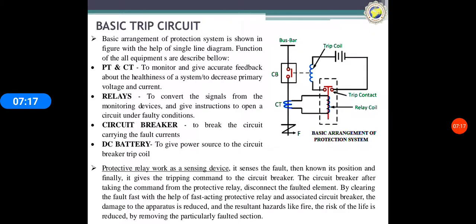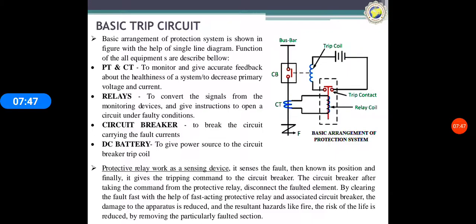The damage to the parts is reduced. It means that in this circuit, the trip coil and the circuit breaker are in the closed initial condition. Now if a fault occurs at that time, the current is infinite. It means that the current of the CT will be changed.